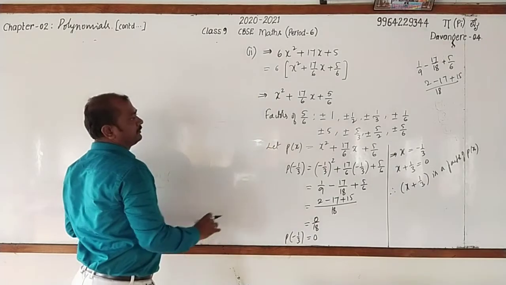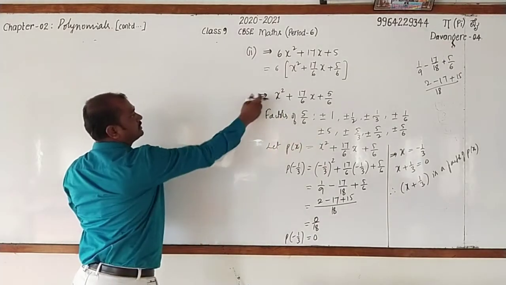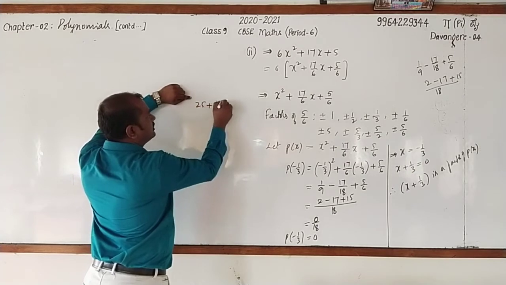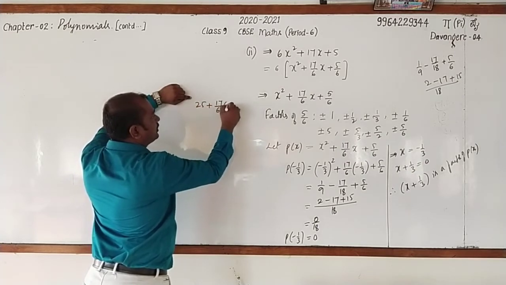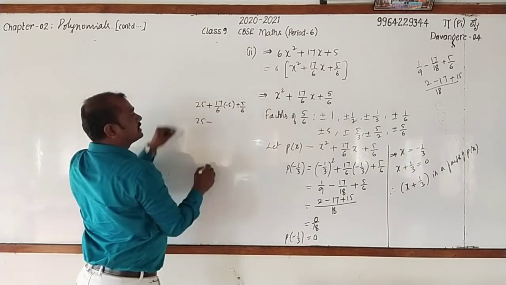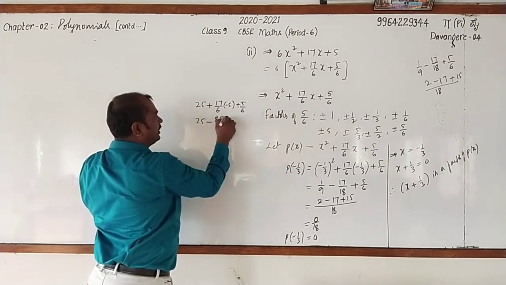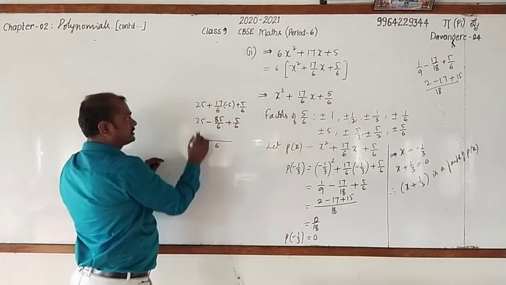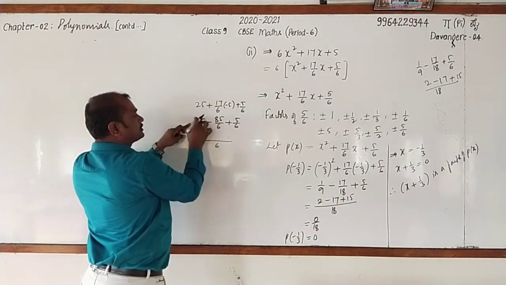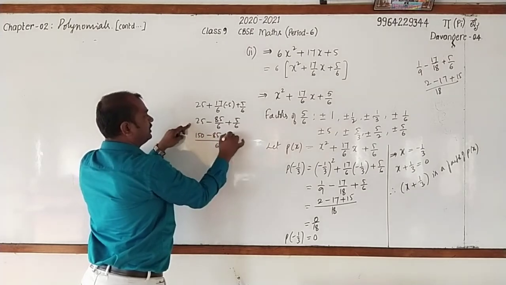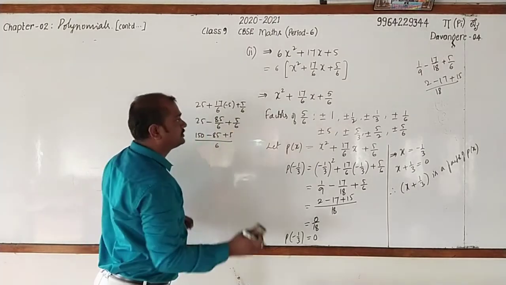Minus 5. When you take minus 5, see that minus 5 whole square is 25 plus 17 by 6 into minus 5 plus 5 by 6. 25, 17 fives are 85 by 6 plus 5 by 6. The LCM is 6. 6 twenty-fives are 150 minus 85 plus 5. It is also not equal to 0.